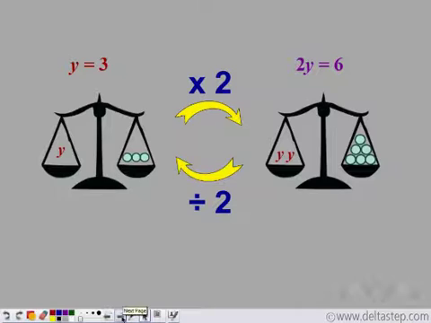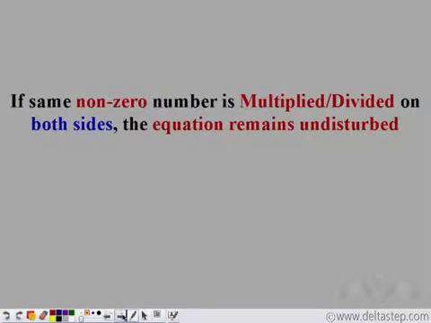Similarly, in an equation, if we multiply both the sides of the equation by the same number, the equation still remains the same, or the equation remains undisturbed. Also, if we divide both sides of the equation by the same number, the equation remains undisturbed. So, if we multiply or divide both sides of an equation by a non-zero number, the equation remains undisturbed.